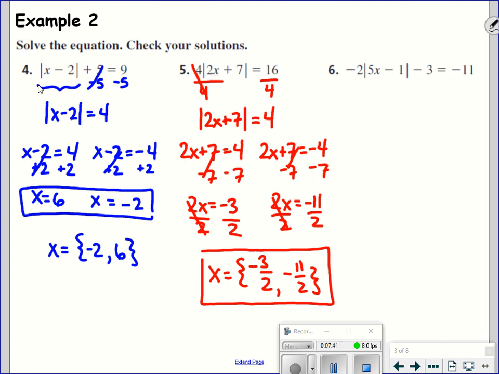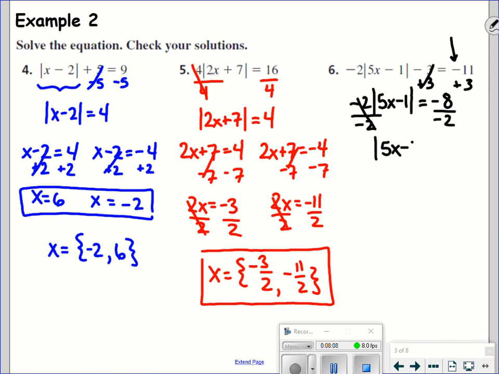Problem number 6 is really tempting to look at this negative 11 over here and say, ooh, it's no solutions. But what we first need to do is isolate the absolute value. We cannot make that decision yet whether or not there's no solution. So let's add 3 to both sides. Negative 2 times the absolute value of 5x minus 1 is negative 8. I have to divide away that negative 2 to isolate the absolute value, and now look at what we got. 5x minus 1, that absolute value equals positive 4.